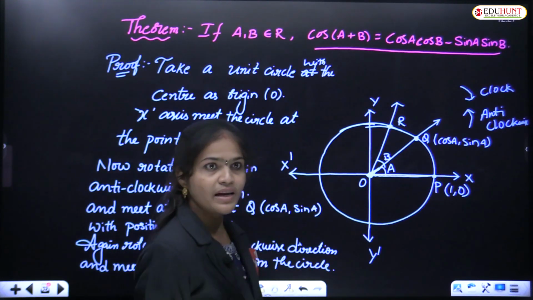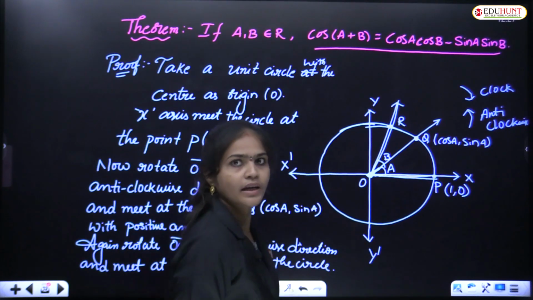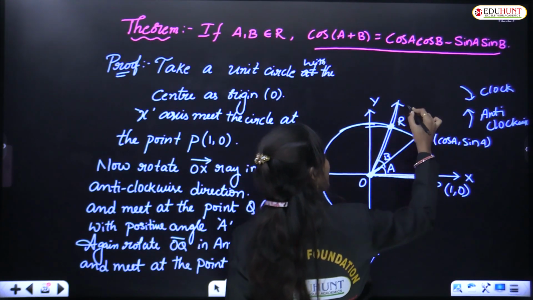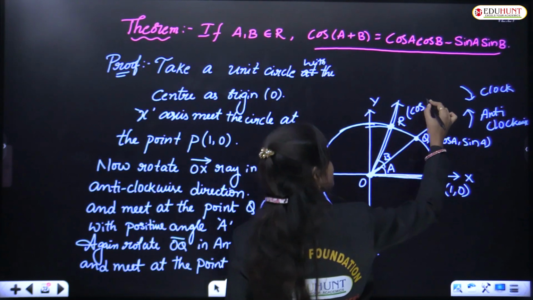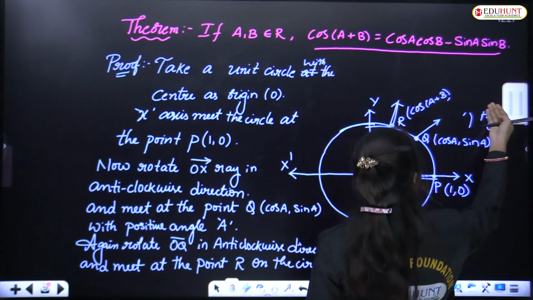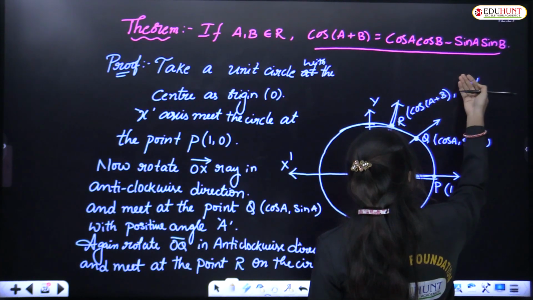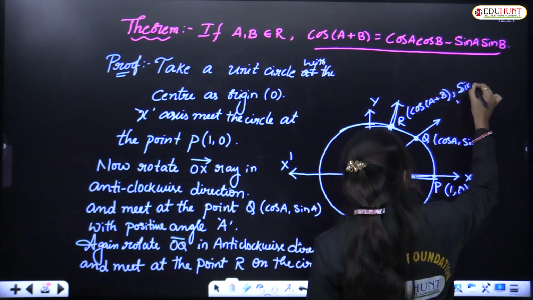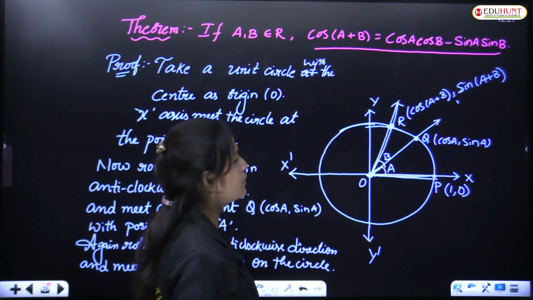So always we have to check the angle from OP to OQ. This total angle we have to observe. So here, since there are two angles A and B, the coordinates are cos of A plus B, comma, sin of A plus B. Two angles we have to take here.